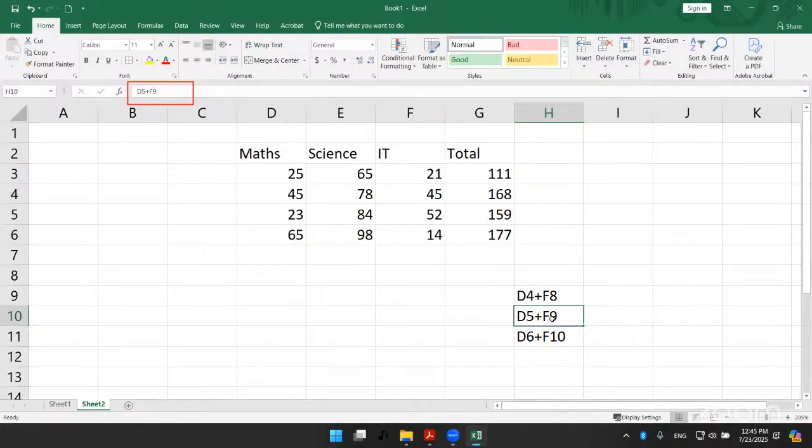But if we copy the formula to the right side or left side, what will happen? If we copy to the right side, it will increase the English letter: A, B, C, D, E. E5 will not change the row number. It will increase the English letter, E5 plus G9. What if we drag to the left side? It will be C5 plus E5.